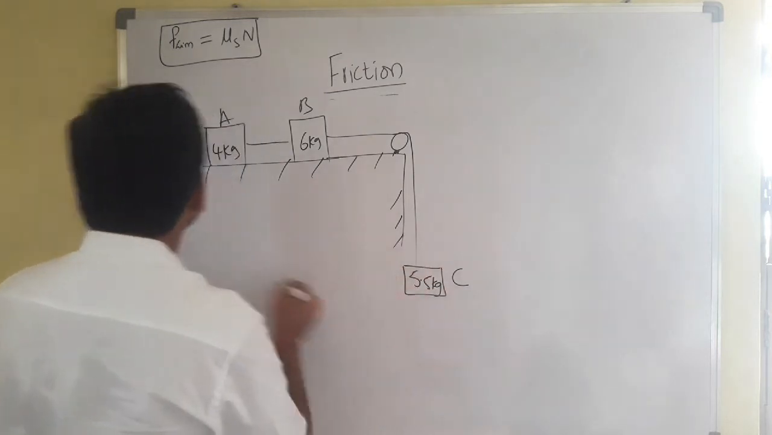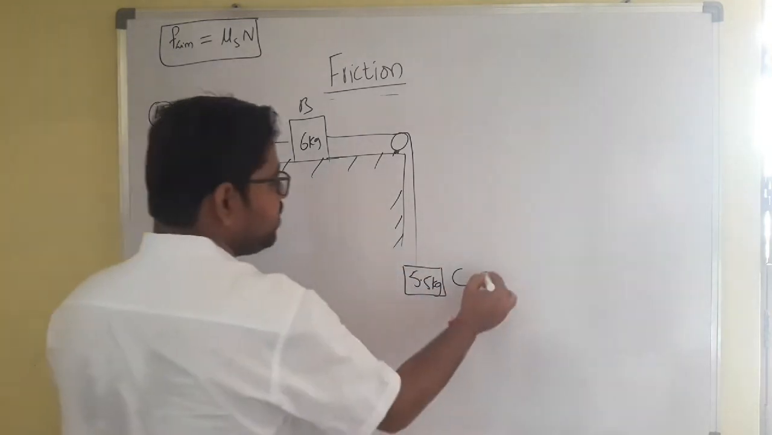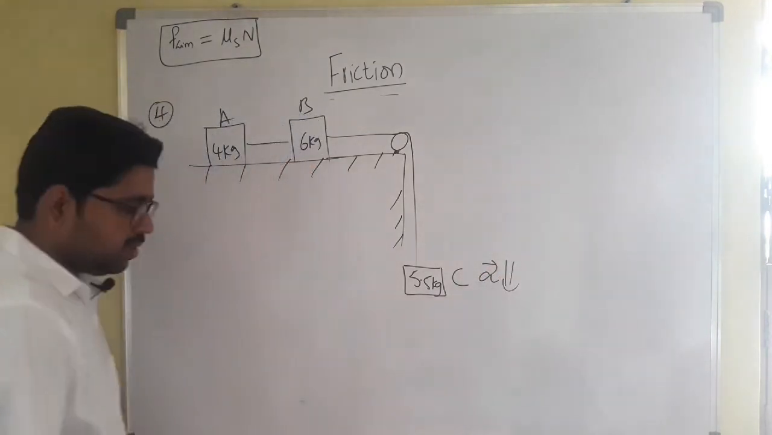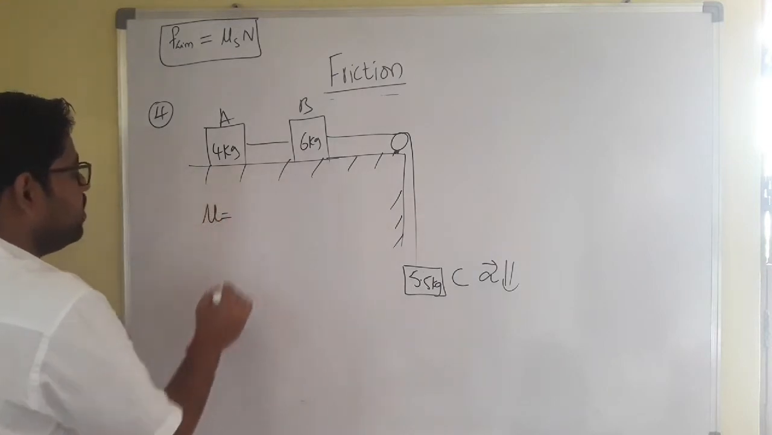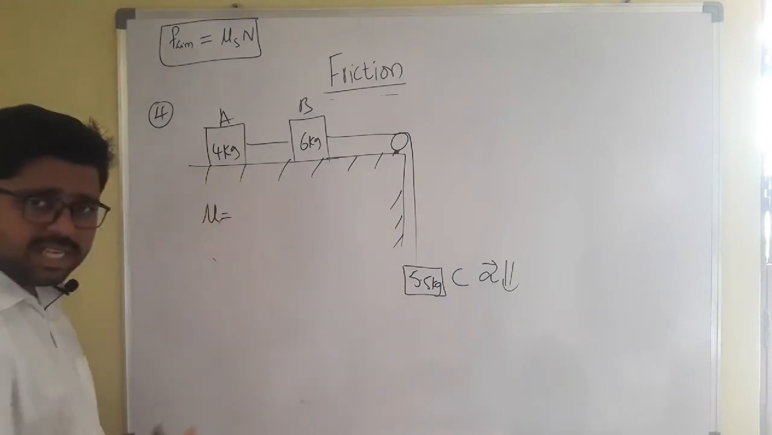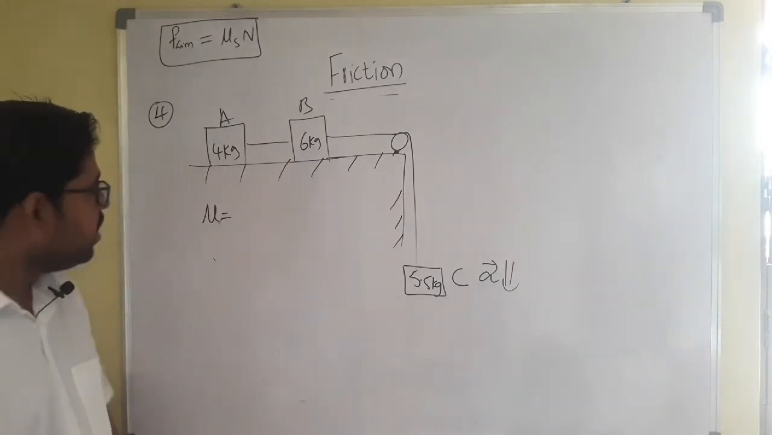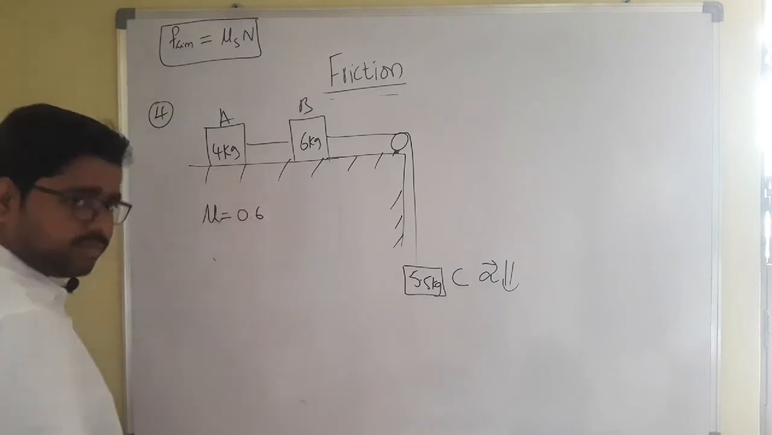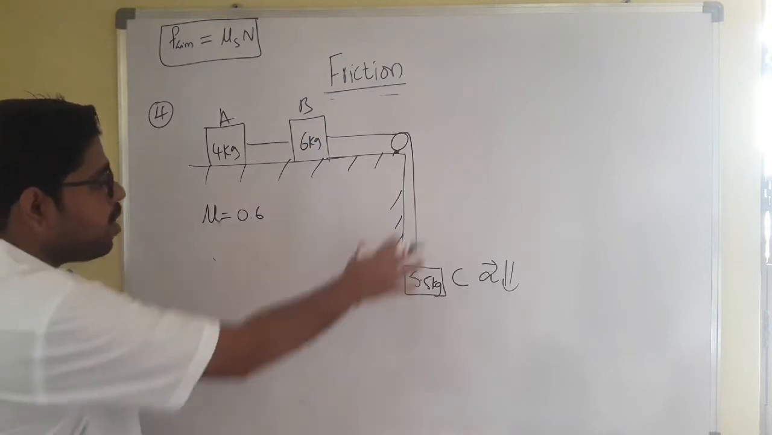The question is, what is the acceleration of this body? Given is the coefficient of friction, simply mu. If nothing else is specified, coefficient of friction means we can take it as mu s as well as mu k. So the coefficient of friction is given as 0.6. Find the acceleration of the block C.